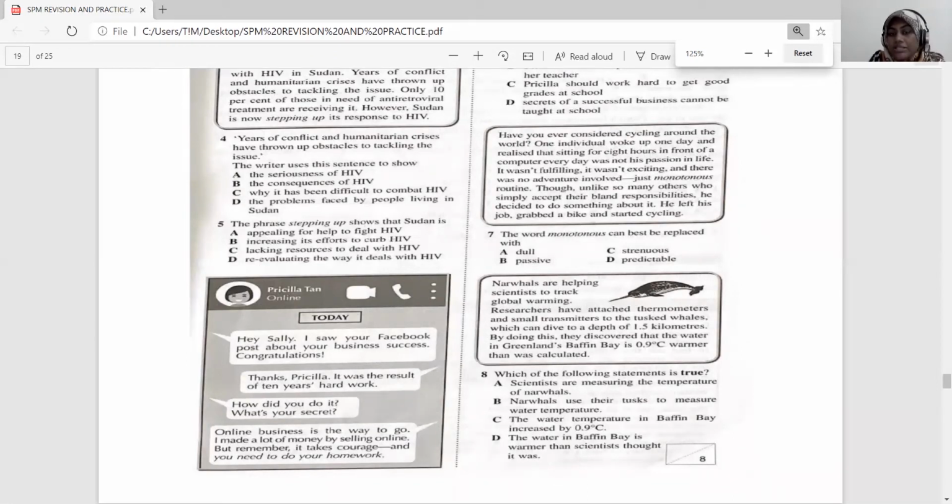So what will be the answer? Your answer is actually there. You just have to be smart enough. Exactly. The answer is A, right? It's dull, right? It's not exciting. Okay, the last one.